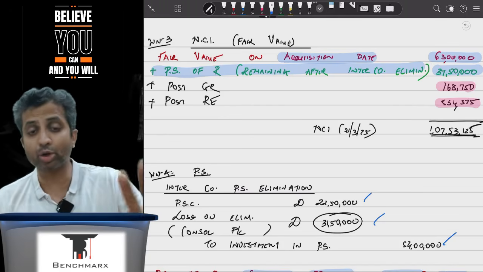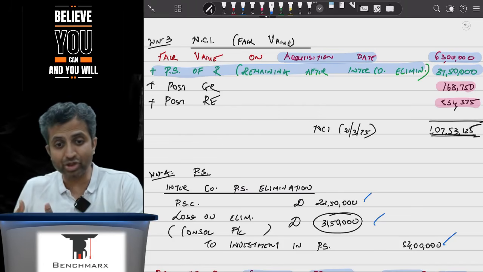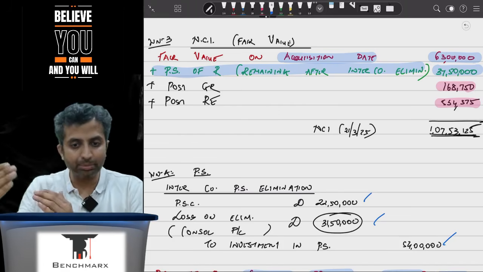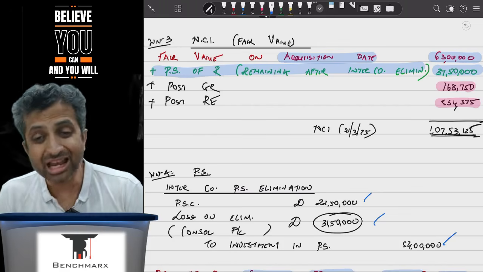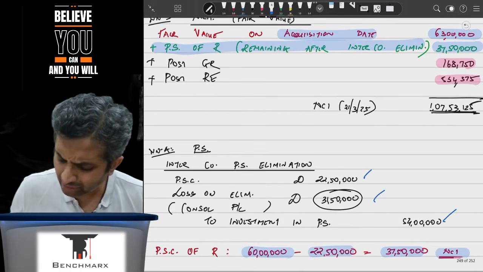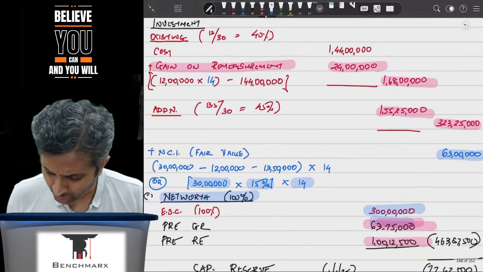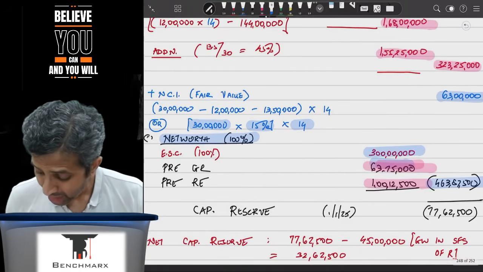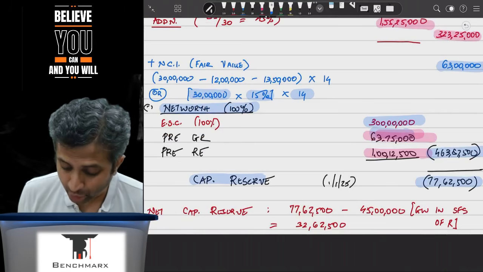Remember that institute treats preference shares similar to owners, which means the parent's preference share capital will come in the share capital, the subsidiary's preference share capital, which is intercompany, would be eliminated with the gain or loss going in the consolidated P&L, and the remaining preference share capital will be shown in NCI. So this will be your total NCI. Then when you do the workings, I will say that you have taken your total net worth, and with that you get 77,62,500. This is your net capital reserve or gain on bargain purchase.